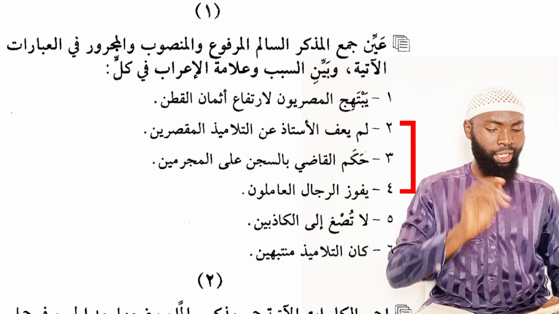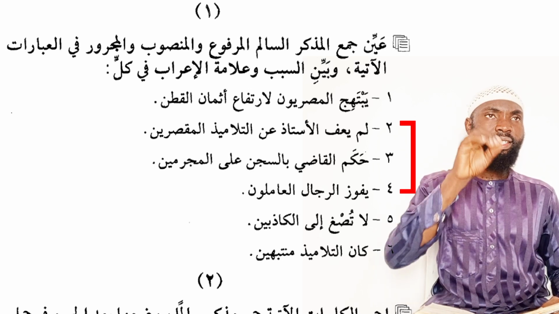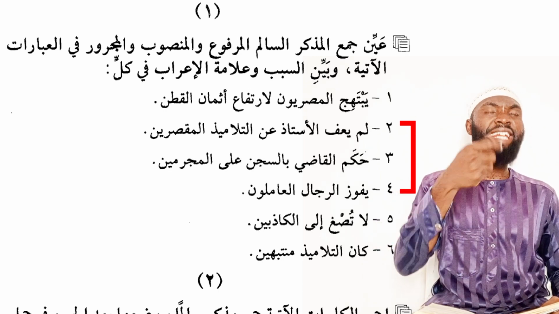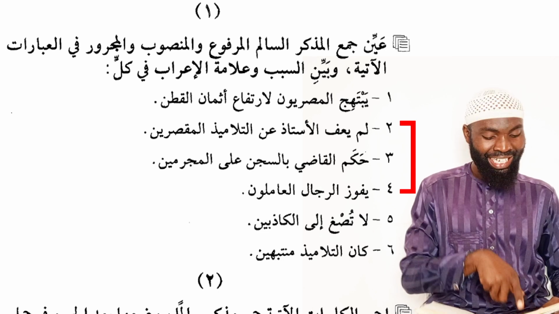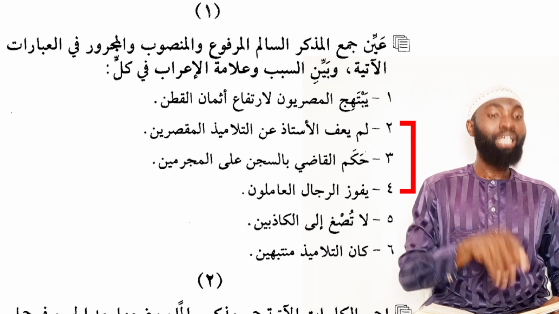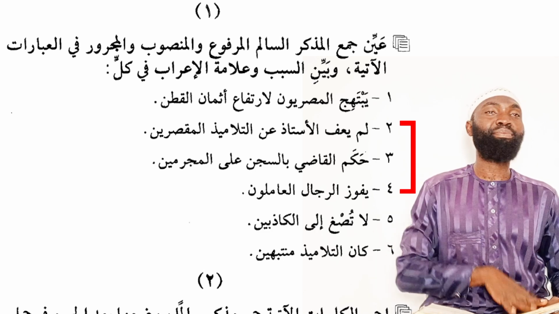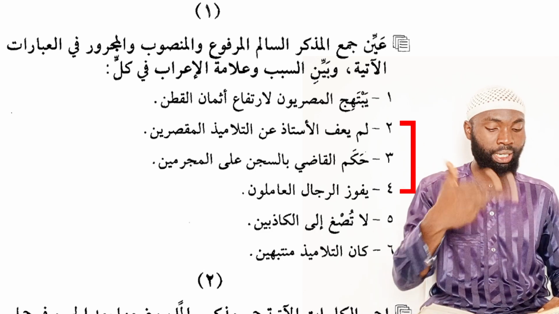Number two, we have lam ya'fu al-ustadh 'an at-talamiz al-muqassirin. The teacher did not forgive the students who are negligent. So here we have al-muqassirin. It is coming in the majrur case, and the sign is ya. It is na'at, which means adjective. It is qualifying the word at-talamid.